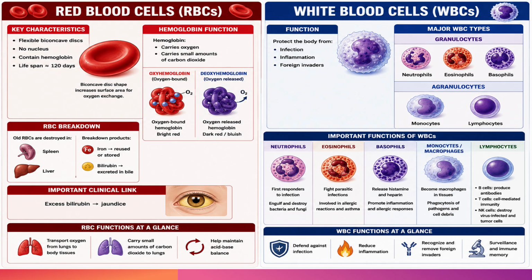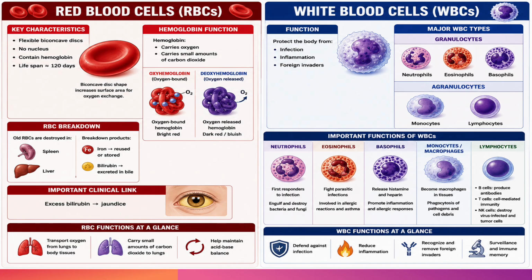Now let's look at white blood cells, or WBCs. Their main role is protecting the body from infection, inflammation, and from foreign invaders. There are two major categories of WBCs. You have granulocytes, which include neutrophils, eosinophils, and basophils, and then you have agranulocytes, which include monocytes and lymphocytes. Neutrophils are the first responders to bacterial infections.